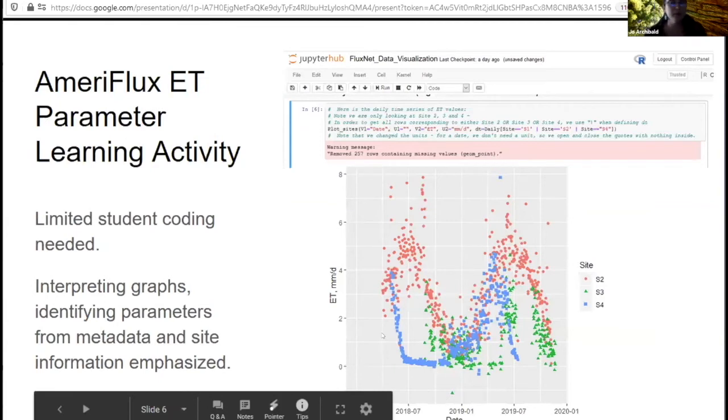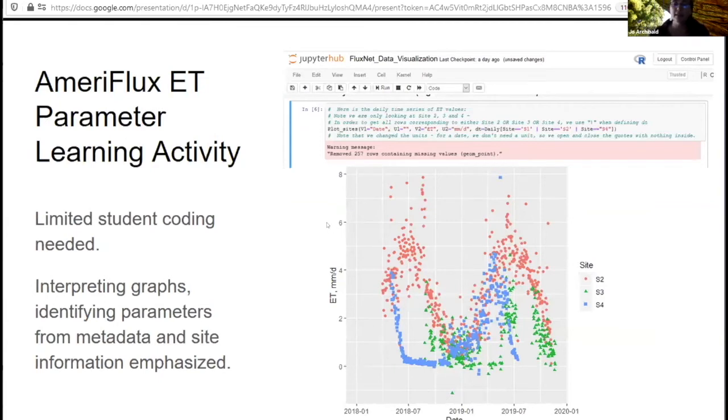So I'll just briefly talk about the Ameriflux activity and then pass it on to Shangping. The learning activity that I put together is based on the parameters that are important related to evapotranspiration. It is an activity that's based in R, as I mentioned, but we really didn't want to limit this to students who were experienced programming in R. So it's set up in a JupyterHub account where most of the coding is already done for students.